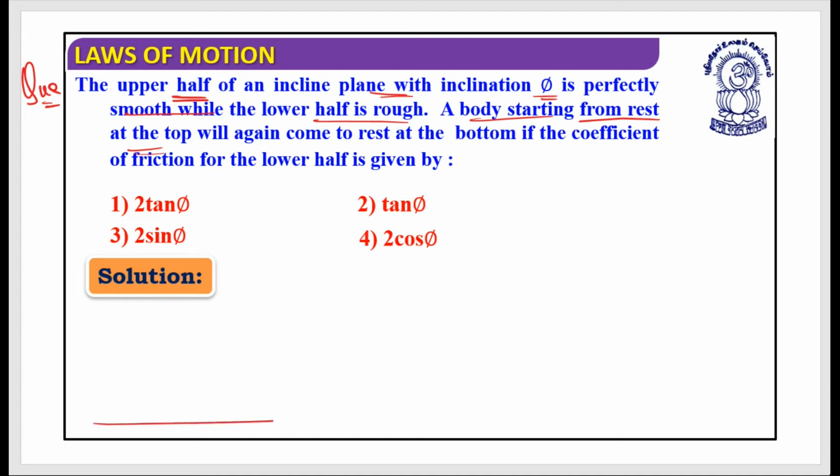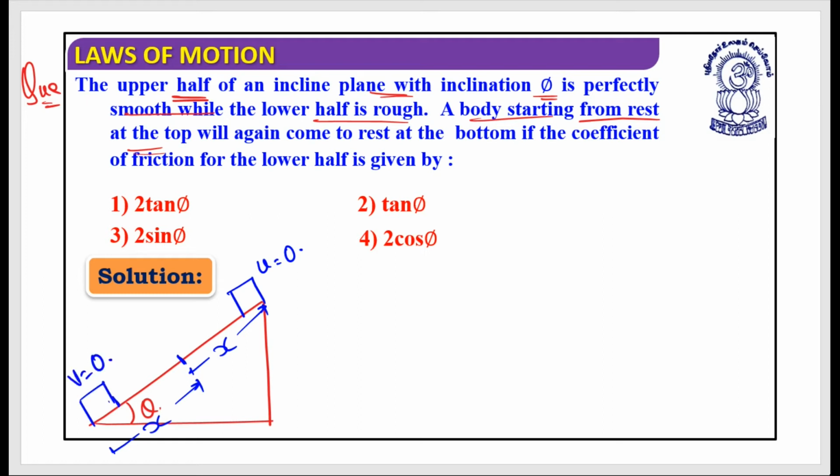So what I need to do is, let's make this my wedge, this is angle theta, and they have mentioned that this could be divided into two segments. Let's suppose this is the first segment and this would be the second segment. A block is there which is initially at rest, and when it reaches here, it again has a final velocity of 0. The first half is smooth, that means having no friction, while the lower half is rough, so this has friction.